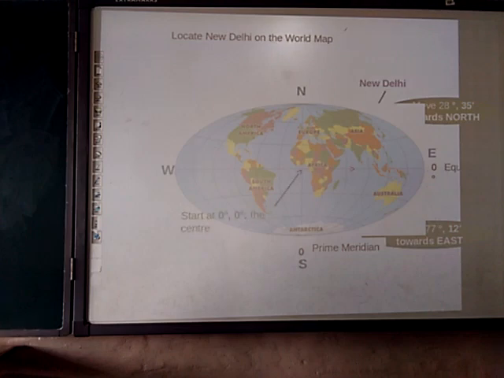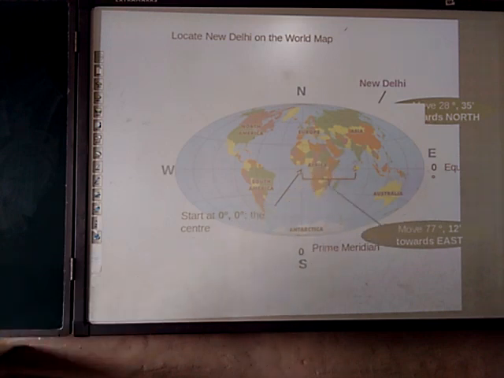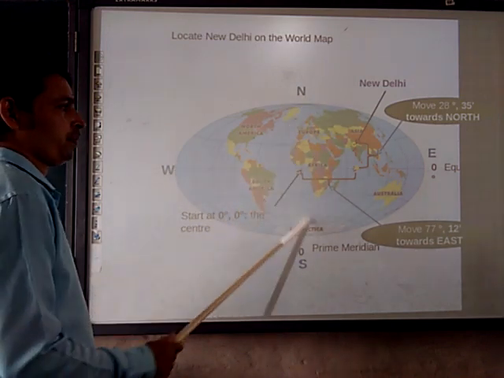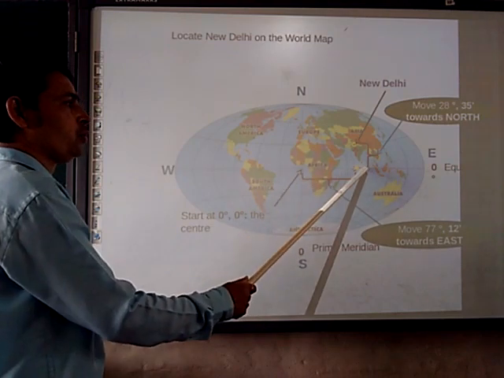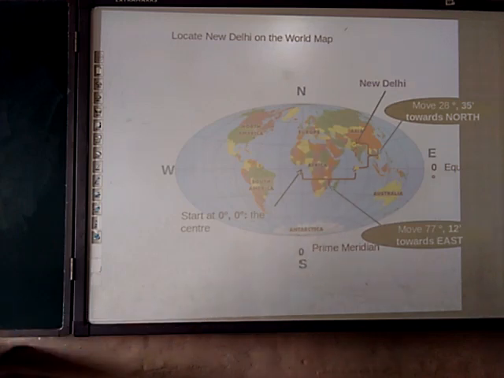Start at 0 degree, then moving towards this, then this, then moving upward, then we have New Delhi, okay? Start at 0 degree and 0 degree, that means this and this at the center from here, right? Then we are moving eastward. That is the primary line.